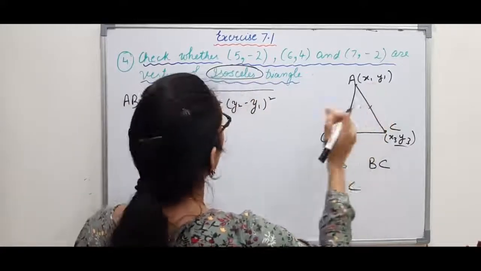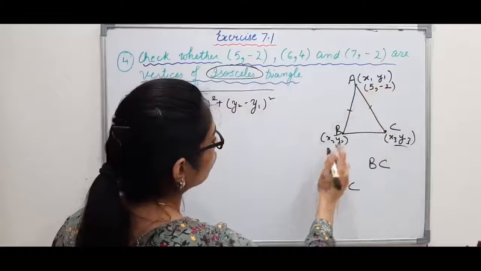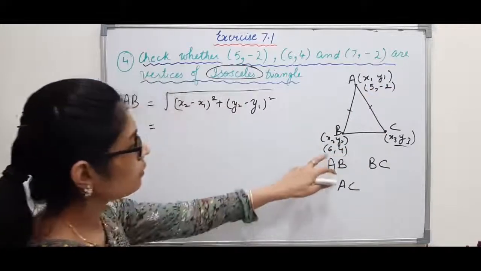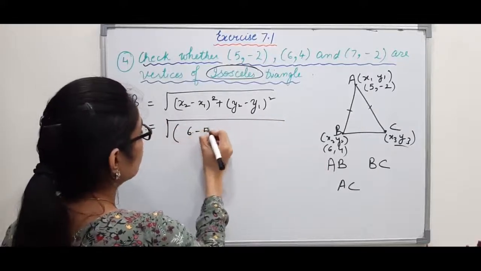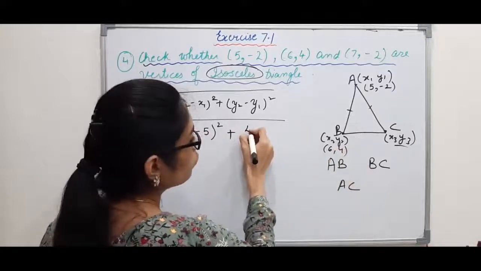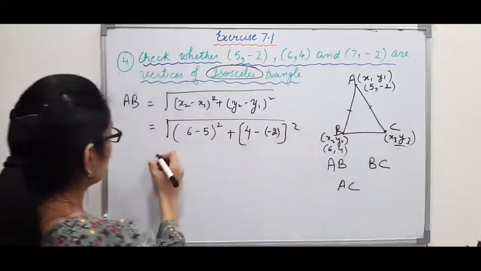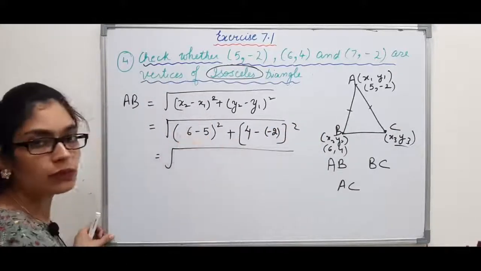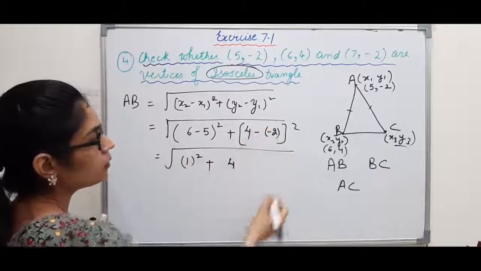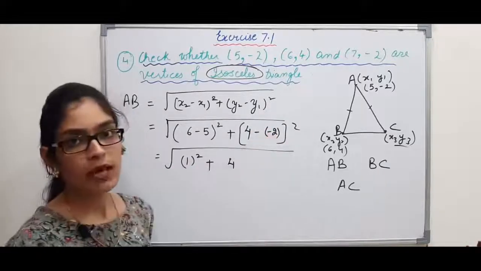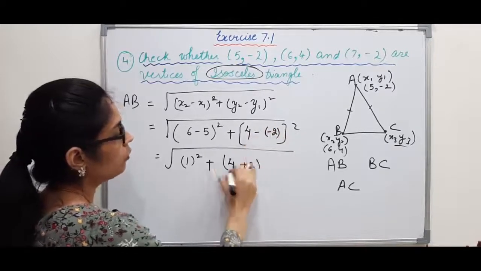If this is my point, I will write here 5 and minus 2, and here it is 6 and 4. So you can see from here x2 is 6, so square root, 6 minus 5 whole square plus y2 is 4 minus of minus 2, because y1 is minus 2. So we can solve it. 6 minus 5 is 1 whole square, 4 minus of minus 2. Whenever two signs are there, we have to make it one sign. So minus and minus is plus. 4 plus 2 whole square.